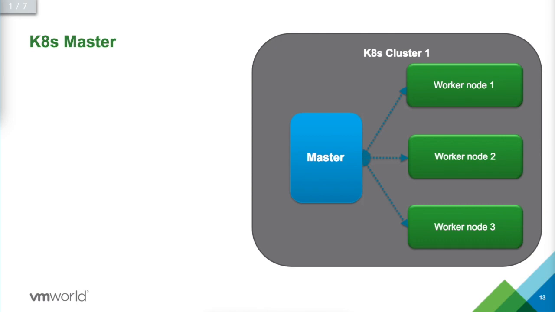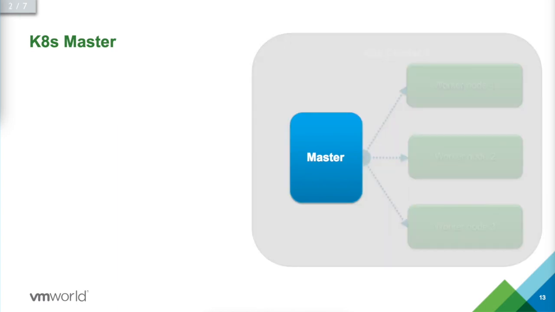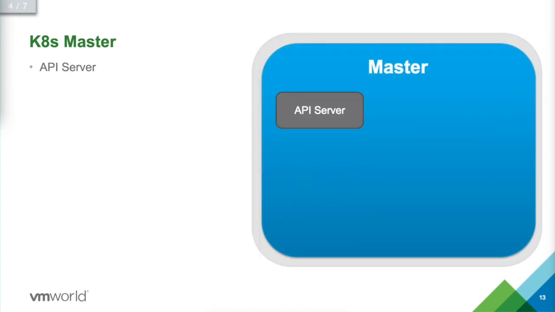Let's have a deeper look at the Kubernetes master node. The first major component of the master node is the API server. The API server is responsible for processing user requests to the system. When a user interacts with Kubernetes through the kubectl CLI utility and asks for the deployment of a particular pod, the request will reach the API server for processing.